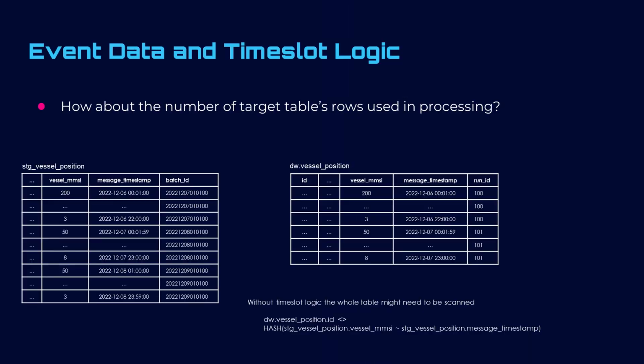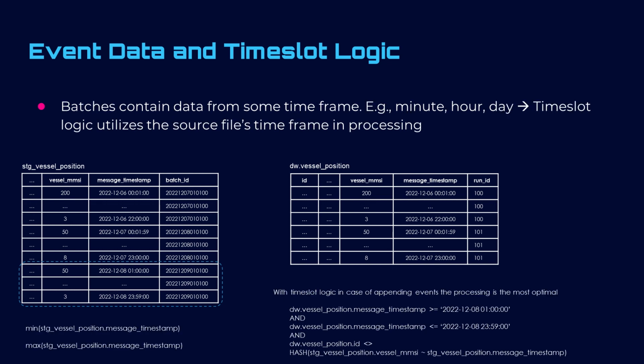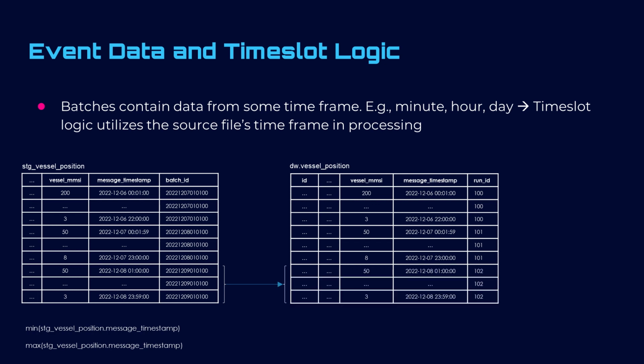In this context, Run ID logic alone is not enough. When data is loaded to the target table, the whole table needs to be scanned so that duplicates are not added. This scanning slows down the processing, and it gets slower and slower as new data is added. The event data batches contain data from some time frame. Timeslot logic uses this time frame to reduce the number of rows that need to be scanned. The min and max values of the batch's timestamp are queried and used in the query processing. In the most optimal case, like in this case, the target table scan is not needed at all.